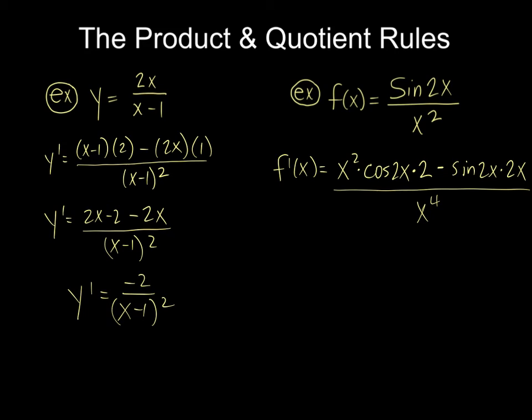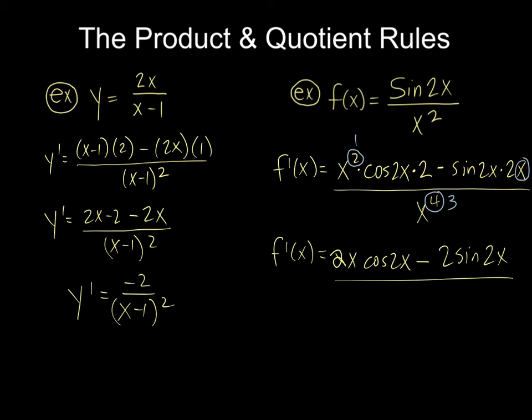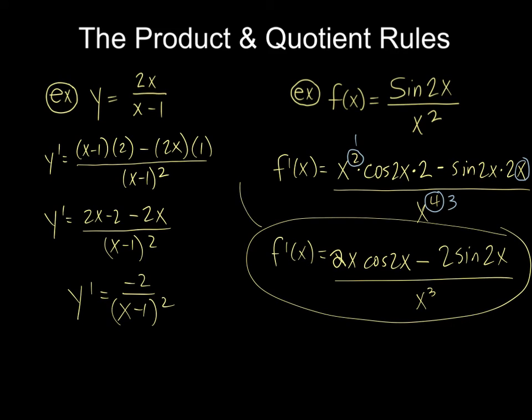All right, so I do see one thing that can simplify here. All three terms have at least one x in them. So I'm going to take an x from here, leaving that x to the 1st. I'm going to take one from here, leaving that as x to the 3rd. And I'm going to take that one away from here. And I end up with 2x cosine 2x minus 2 sine 2x divided by x to the 3rd. So this is the derivative of this.